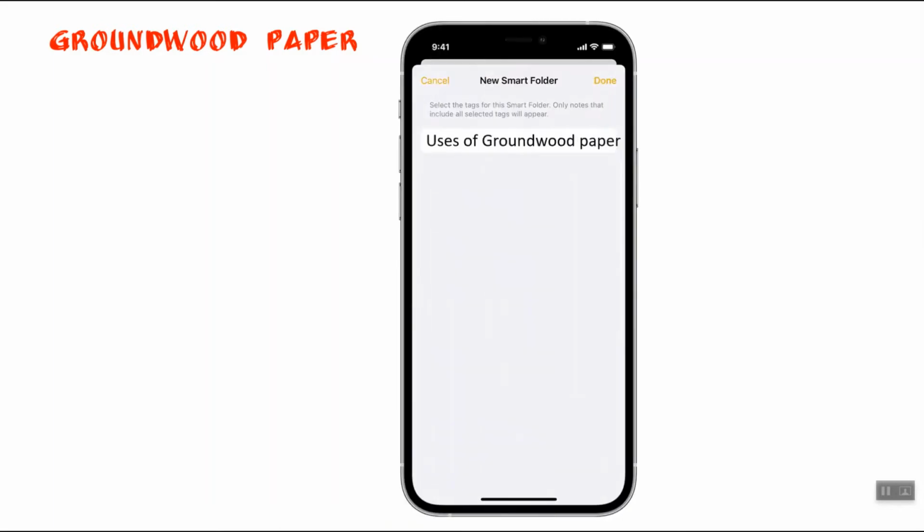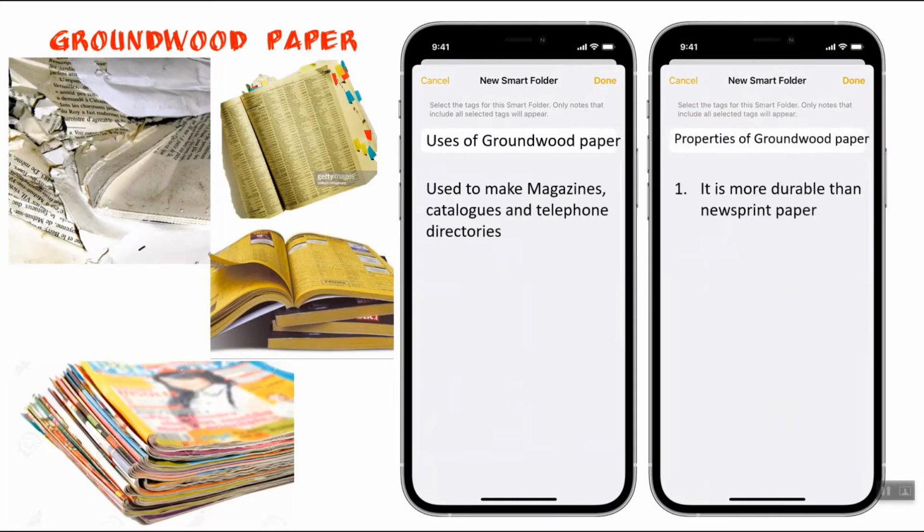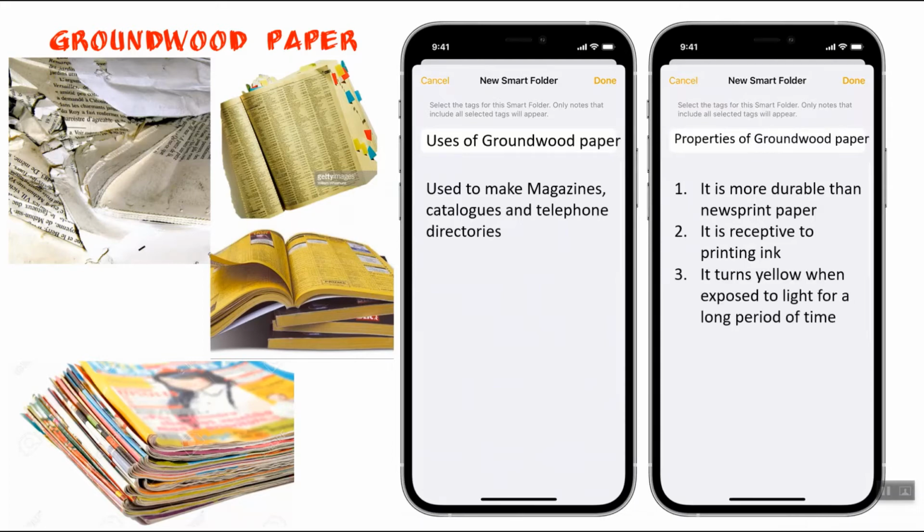Another kind of paper is called groundwood paper. What is groundwood paper? The uses of groundwood paper first: it is used to make magazines, catalogs, and telephone directories. It is a little bit more durable and stronger than newsprint paper. It is receptive to printing ink, so it can be passed through a printer. It turns yellow when exposed to light for a long period of time.